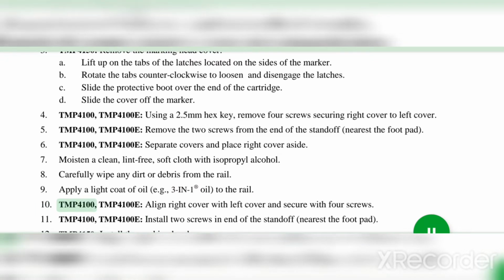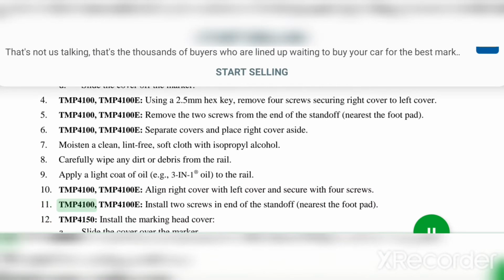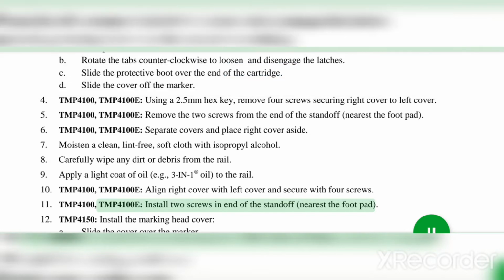10. TMP 4100, TMP 4100E. Align right cover with left cover and secure with 4 screws. 11. TMP 4100, TMP 4100E. Install 2 screws in end of the standoff nearest the footpad.